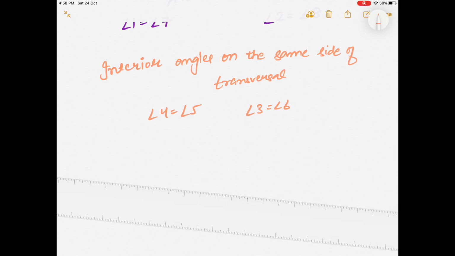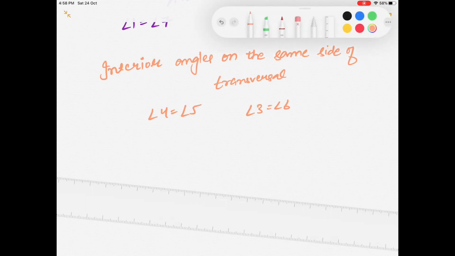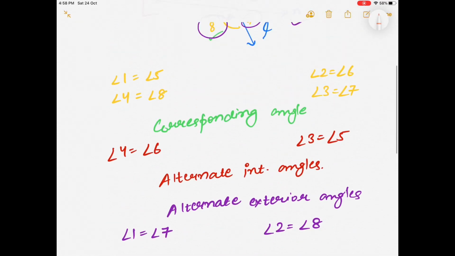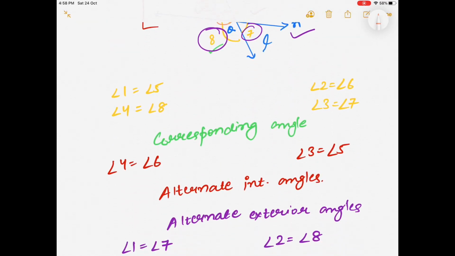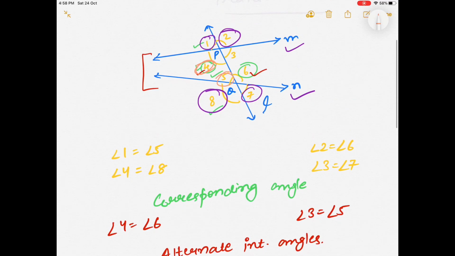These are four types of properties or four types of angles, you can say, if a transversal intersects two different lines at the same time. What are these four? Corresponding angles, if angle 1 is equal to angle 5, angle 2 is equal to angle 6, angle 4 is equal to angle 8, and angle 3 is equal to angle 7.